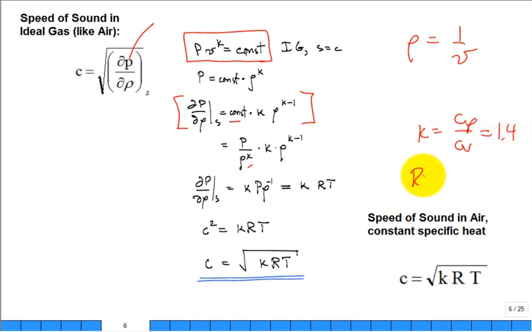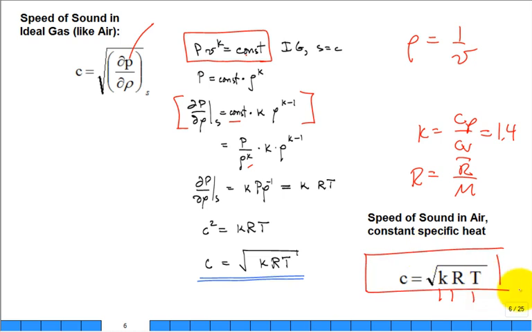What is R? R is the universal gas constant divided by the molar mass. For air, it's a particular number. What is T? I forgot what T is. Temperature. Oh, put in degrees C? Oh, must be in Kelvin. So square root of kRT. All people that have worked in compressible flow will remember that equation. The speed of sound, with constant specific heats, for something like air, or any ideal gas, is square root of kRT.